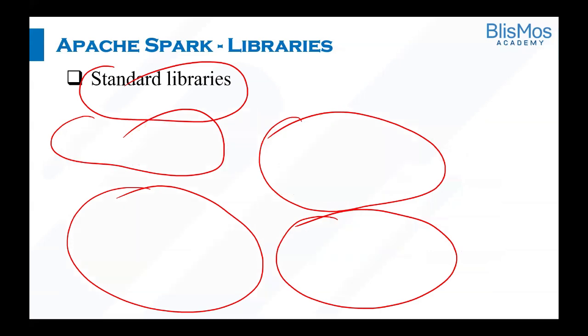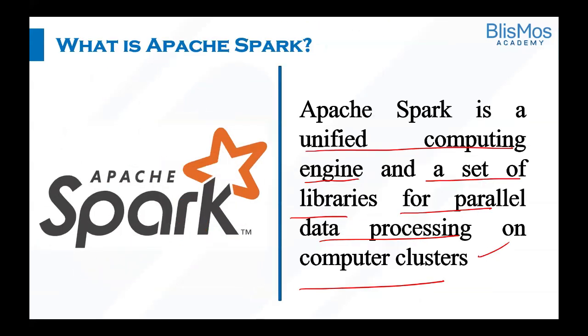Spark is a unified computing engine and set of libraries for parallel data processing. We already understood parallel data processing, right? We did understand the parallel data processing, right? Yes, sir. On computer clusters. What are computer clusters? Normal computers connected together.